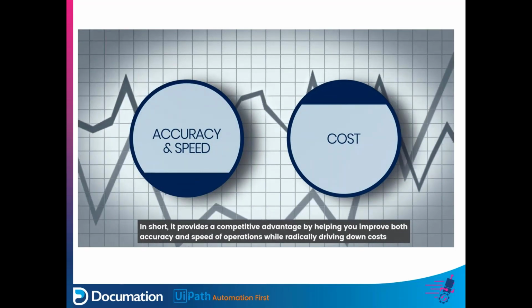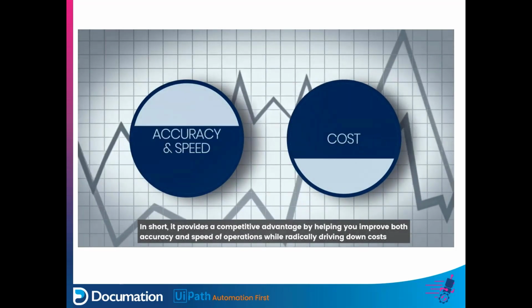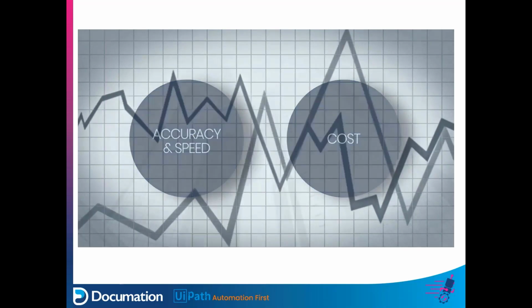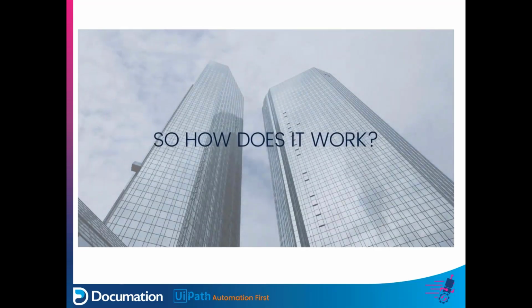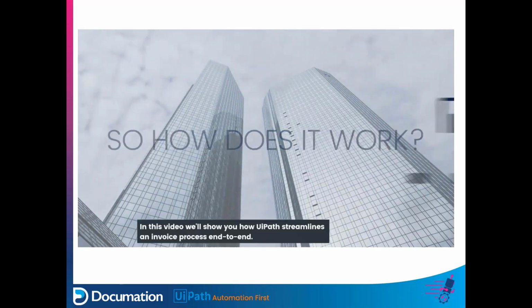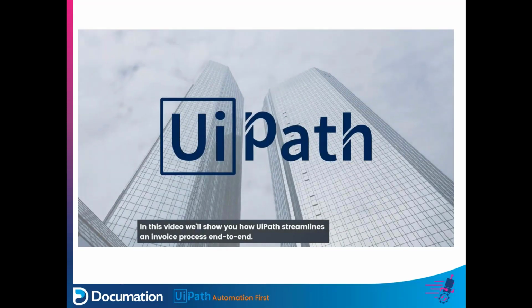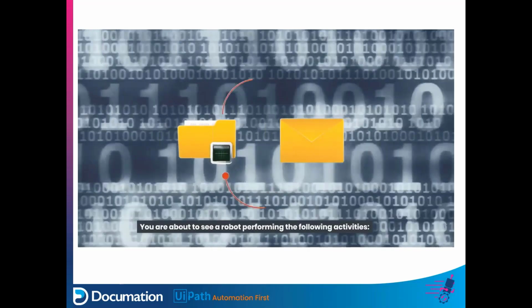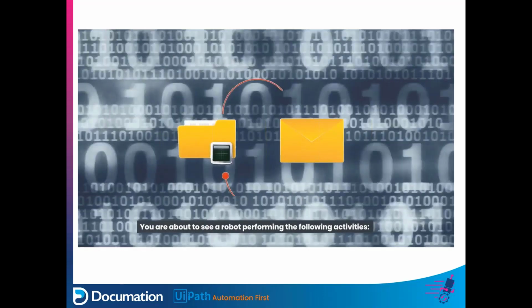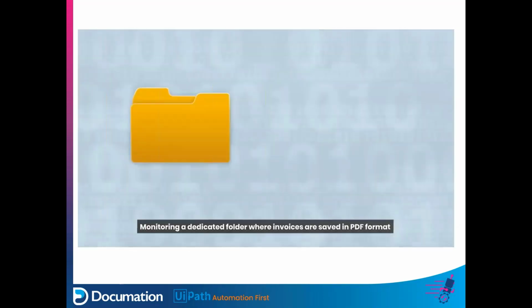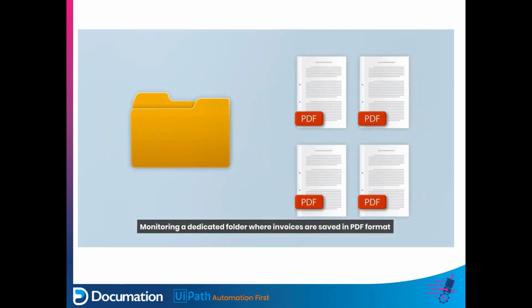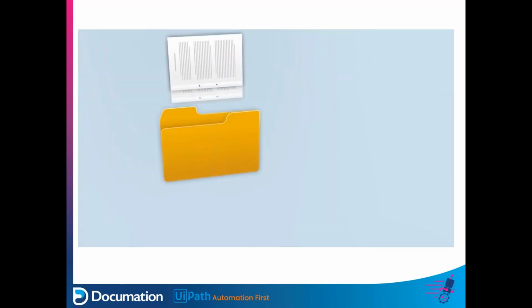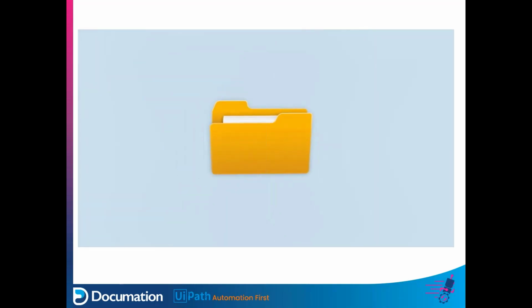RPA can provide us with a competitive advantage because it helps us improve both accuracy and speed of operations, whilst at the same time very radically driving down costs. So how does that work? In this video, we're going to show you how a UiPath robot streamlines an invoice process end to end. And you'll see a robot performing the following activities.